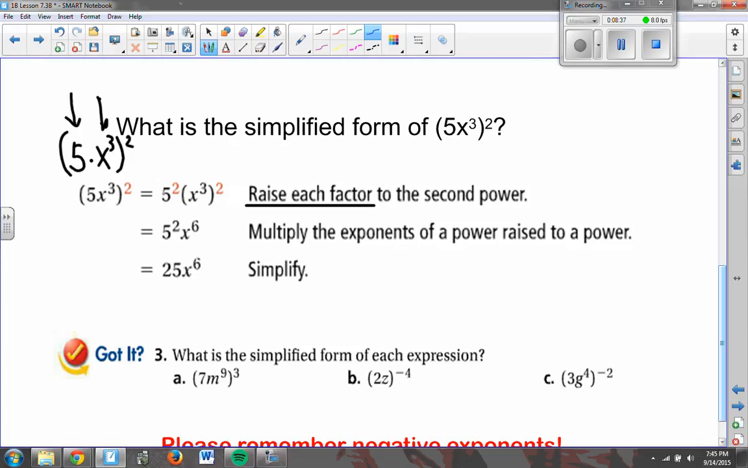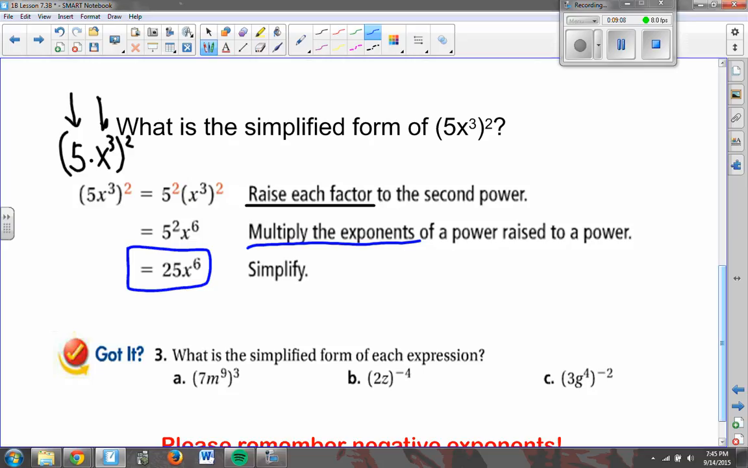5 times x to the third, all of that to the second power, is the same thing as 5 to the second power times x to the third to the second power. Okay? Now hopefully we remember from yesterday that when we do x to the third to the second power, we multiply those exponents, okay? And we get x to the sixth power. 3 times 2 is 6. Hopefully we also know that 5 squared is 25, so our final answer right here is 25x to the sixth.